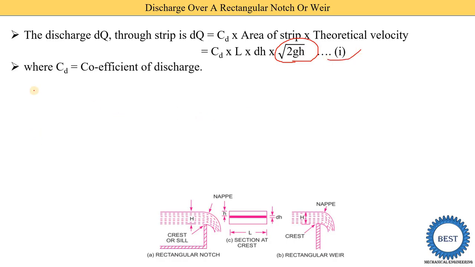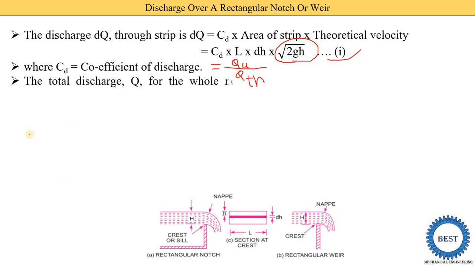Here in this equation, Cd is the coefficient of discharge. We already mentioned that Cd is equal to Q actual upon Q theoretical. Here it is multiplied with the Cd, so it is converted into the actual discharge.